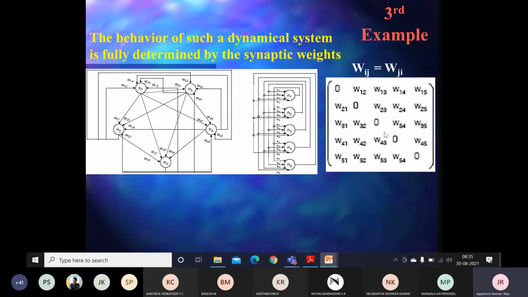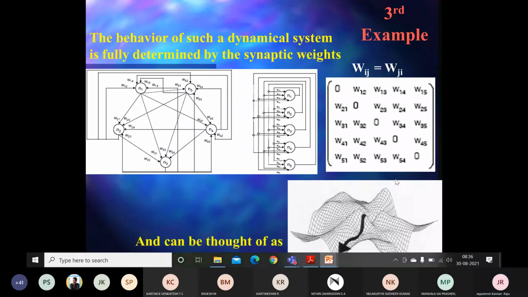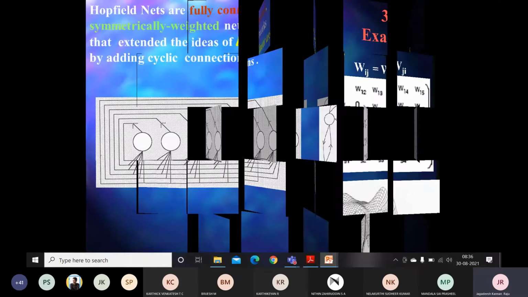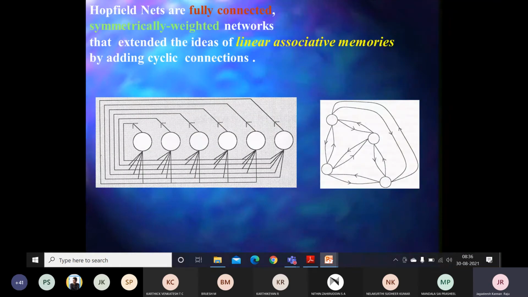The 0 0 0 in the diagonal is considered as a binary input, meaning the diagonal values of the matrix will be represented as zeros. And this may be thought of as a minimization of an energy map. So this is the actual architecture of the Hopfield network.